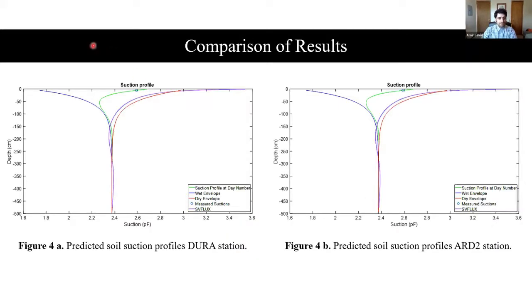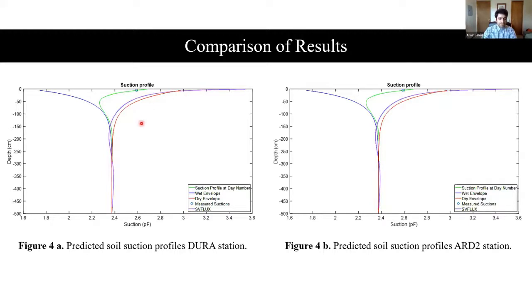And the result, here we have two different graphs that show the result and comparison at two Mesonet stations. The left one is the Dora station. The right one is in Atmore, Oklahoma. The green ones represent our model, the suction-based model here. The purple one is the one that we obtained through SVFlux.